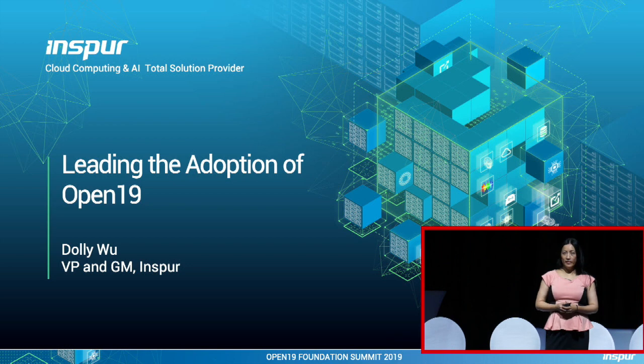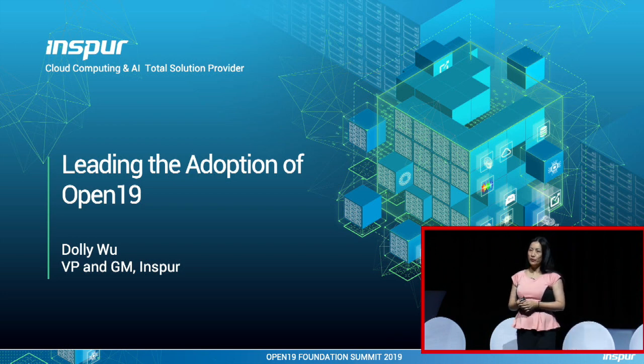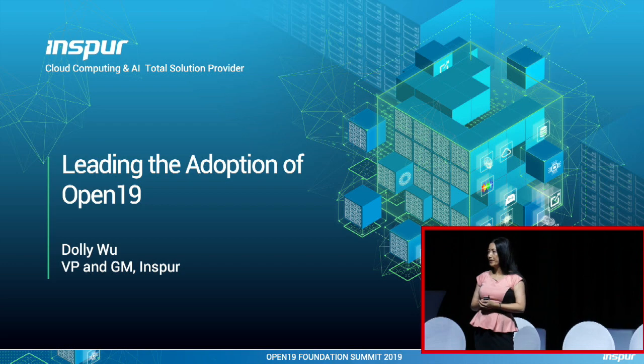I'm Dolly Wu. I'm the Vice President and GM of Inspur. So I'm very happy to be the speaker right after Brian. Brian told everyone why we need Open19, and I'm going to show you how Open19 is going to solve the problems that Brian and his team ran into.